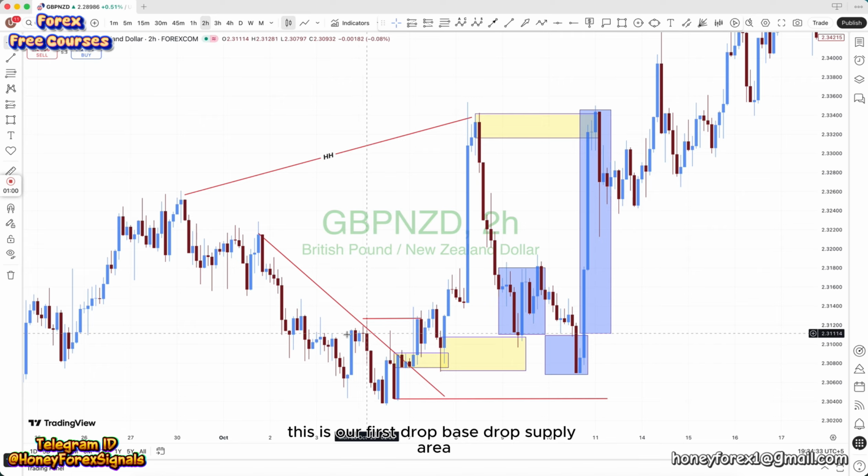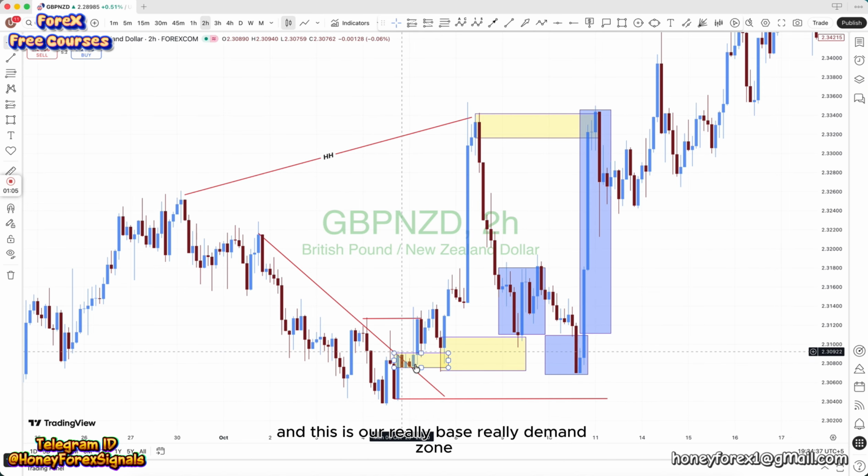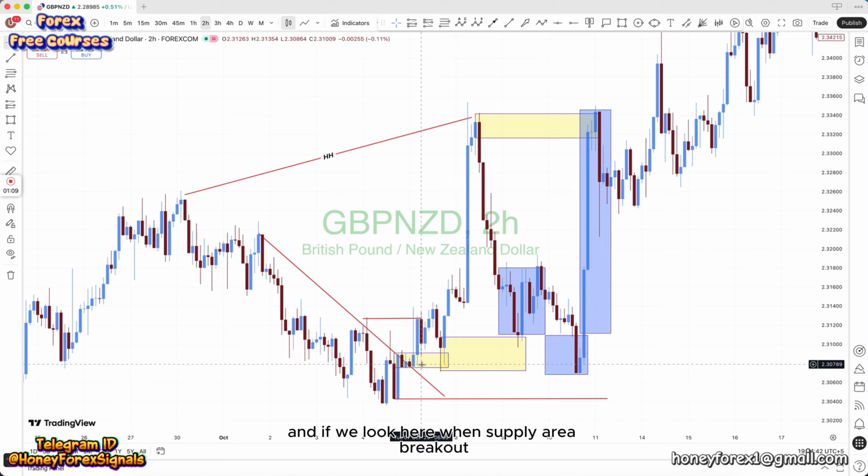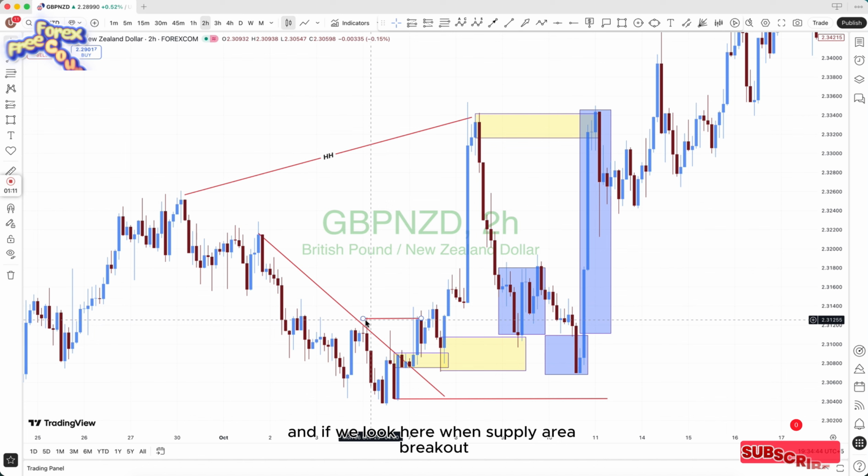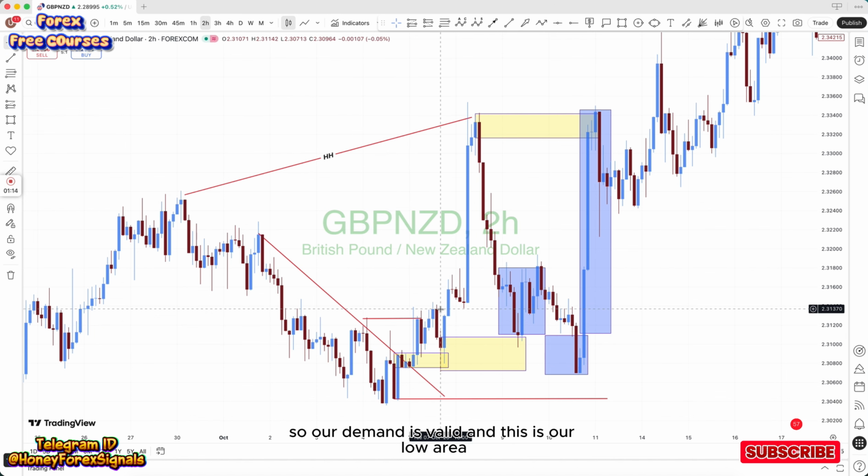This is our first drop base drop supply area, and this is our rally base rally demand zone. And if we look here, when the supply area breaks out, our demand is valid, and this is our low area.